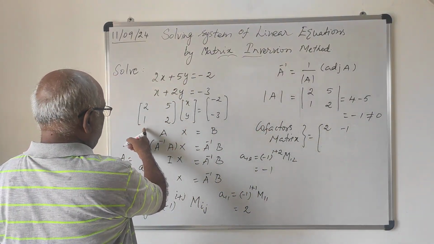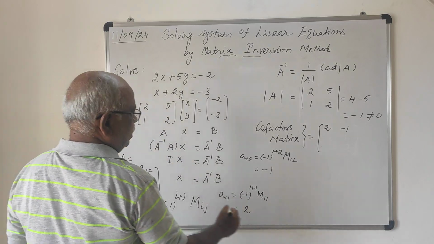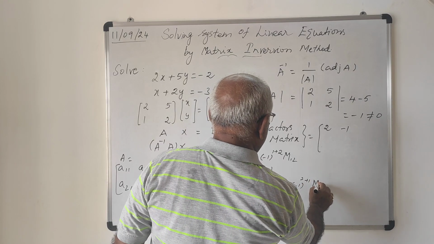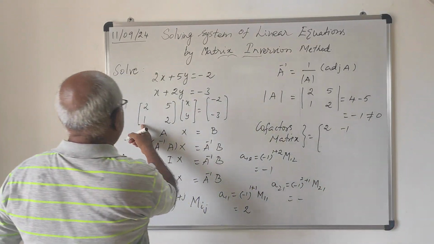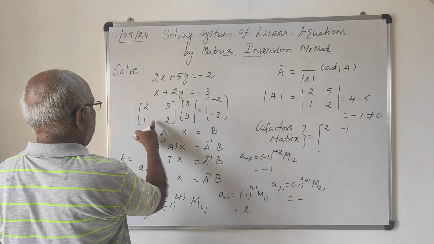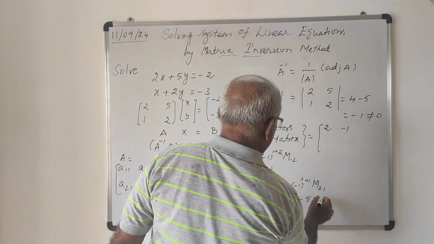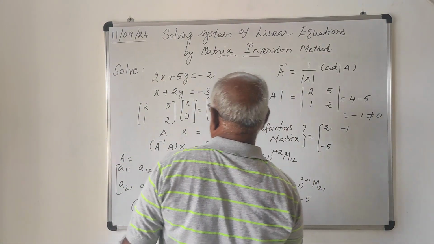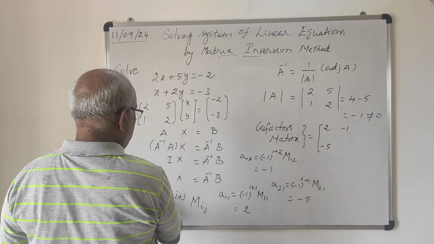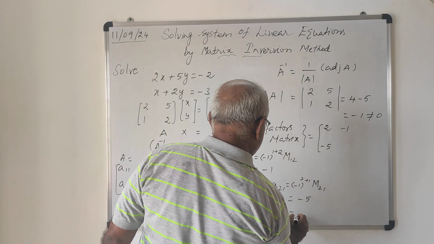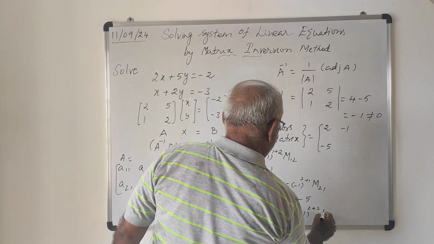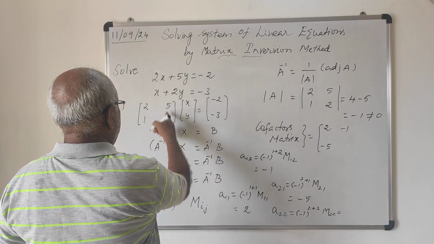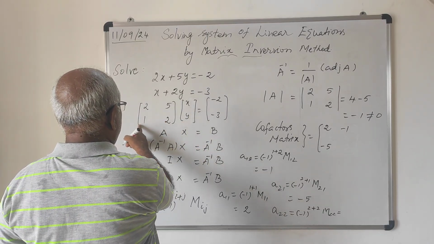Similarly, the cofactor of A21 is also minus 1 power 2 plus 1, an odd power, so minus M21. Eliminating the second row and first column, you will get 5, and the sign is minus, so minus 5. And A22 is minus 1 power 2 plus 2 times M22, which is plus, and eliminating the second row and second column, you will get 2.